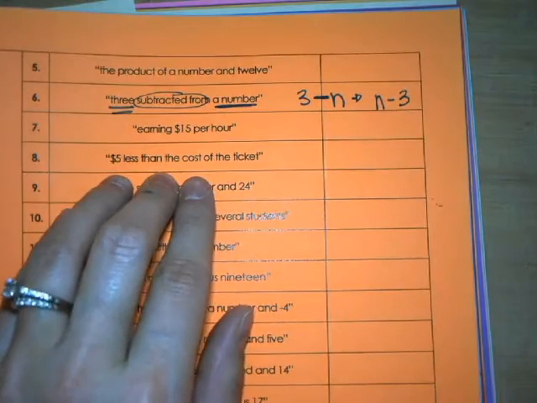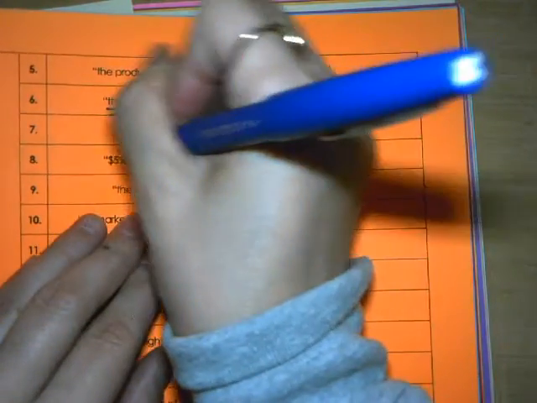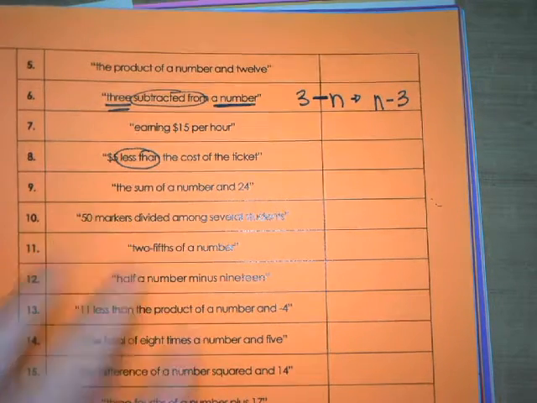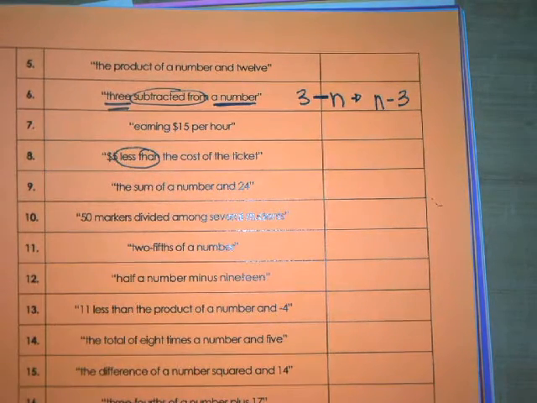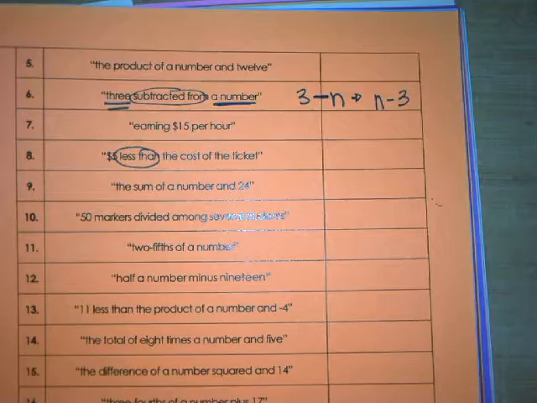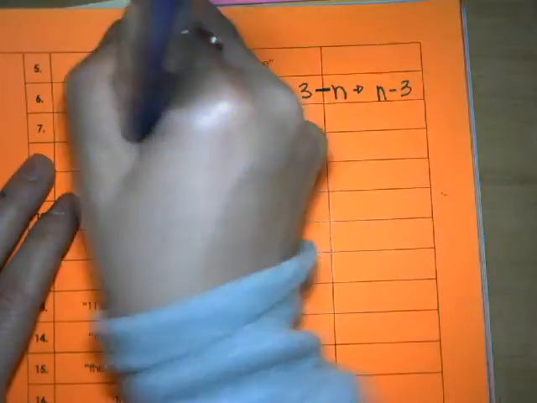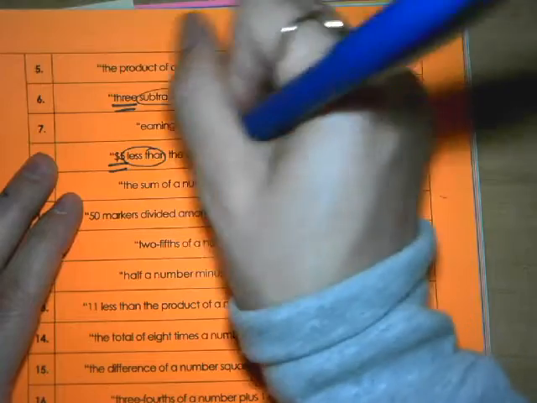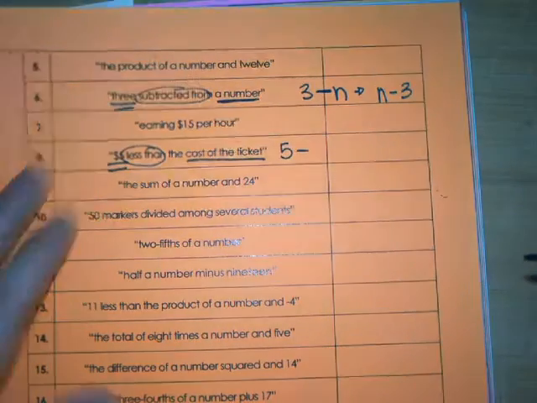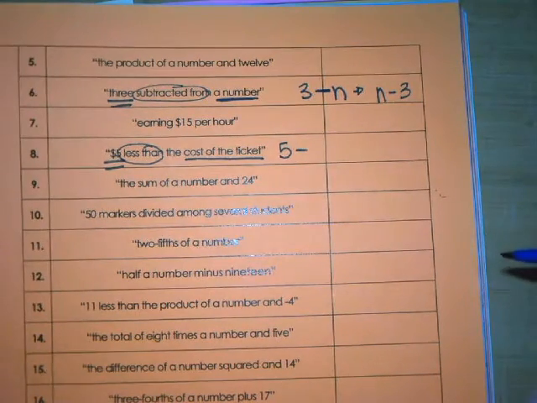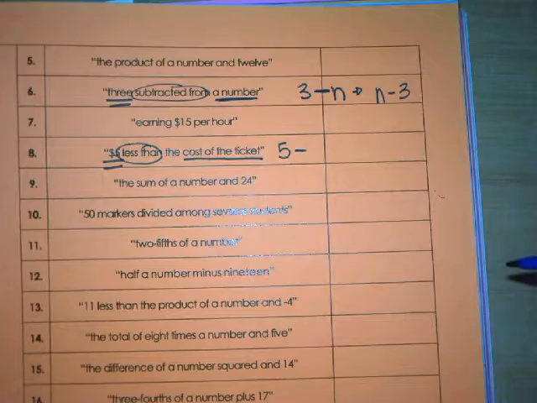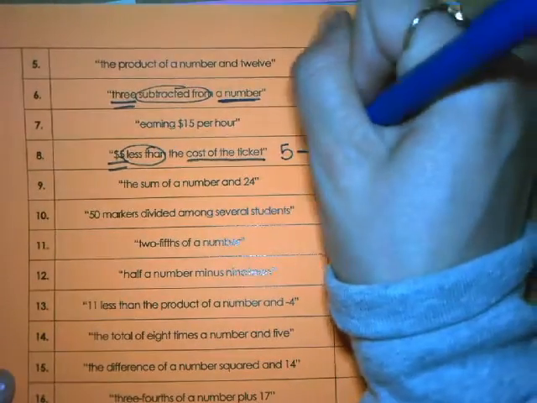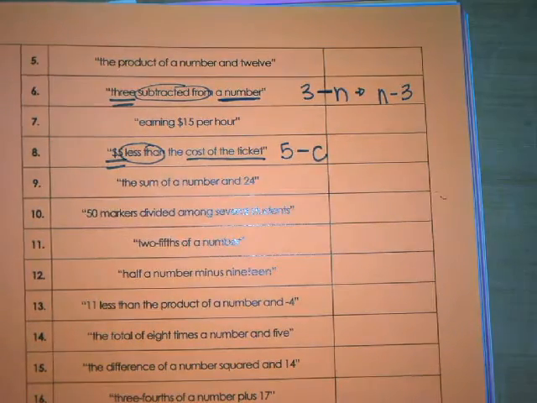8, because what's my phrase? So less than is my phrase. If I write it like I read it, what comes first? That 5. Less than means minus. And I'm going to subtract the cost of the ticket. Do we know the cost of the ticket? So the cost of the ticket is your variable. You can use whatever letter you want. It does not matter.